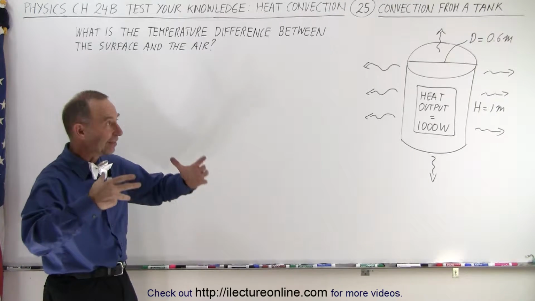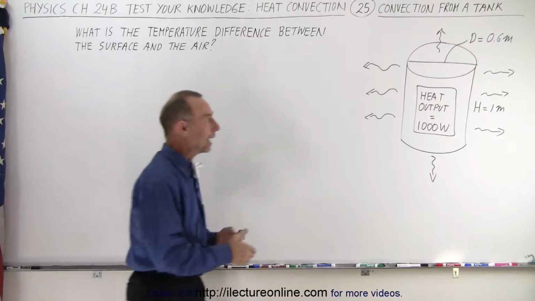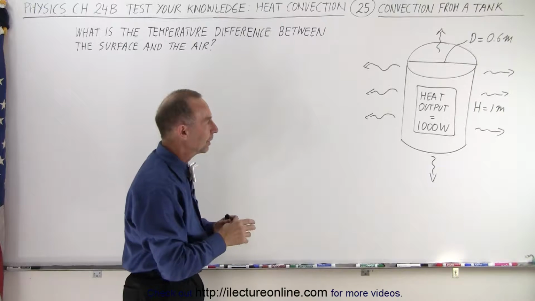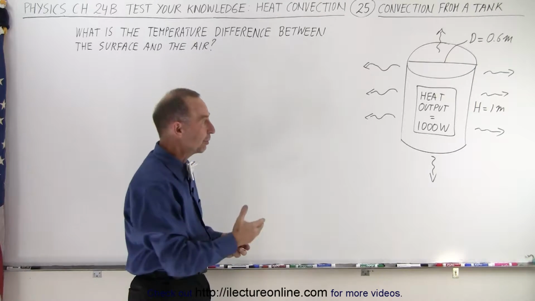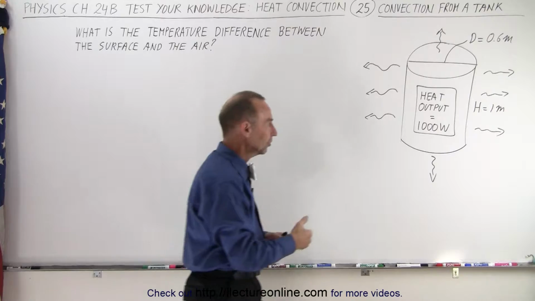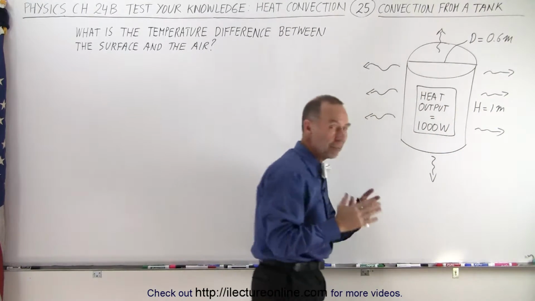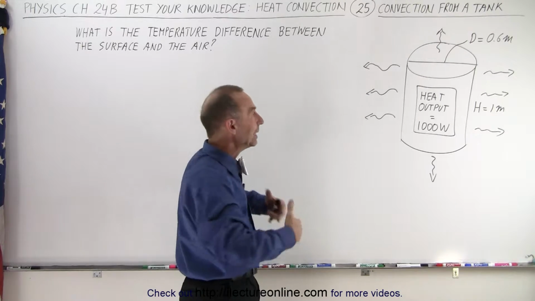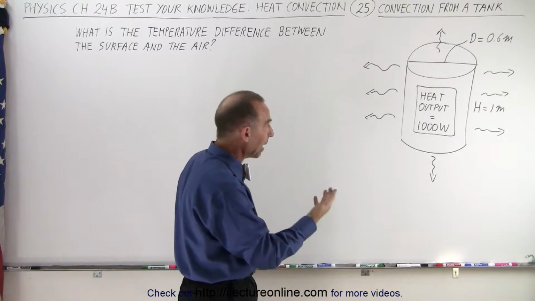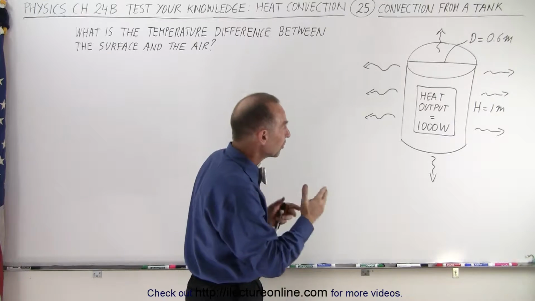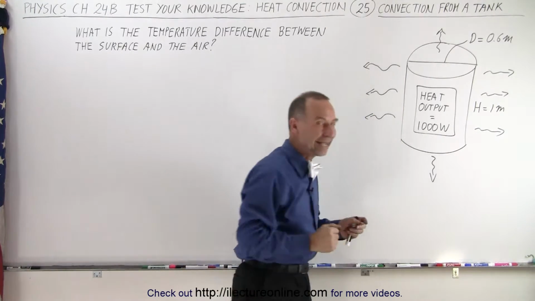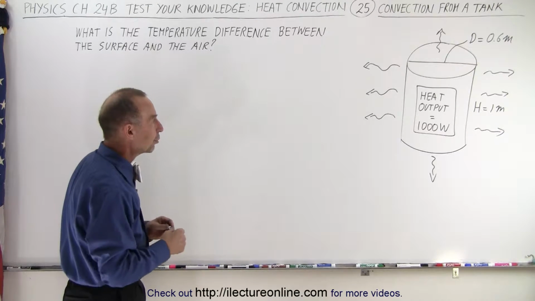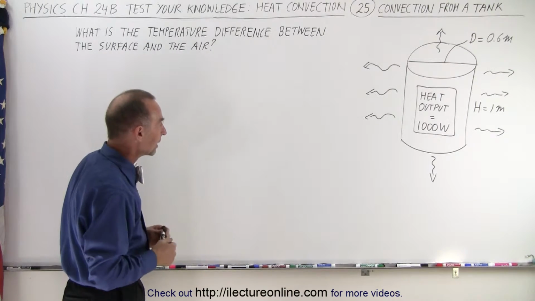Let's say we have a cylindrical container with a height of 1 meter and a diameter of 0.6 meters that contains a transformer. And let's say the heat output of the transformer is 1,000 watts. Now, since the container is presumably made out of metal, the heat will flow readily through the metal, but then needs to be dissipated in ambient air. Let's assume we're going to have ambient air. And so what will be the temperature difference between the surface of the container and the air around it, presuming we don't have any forced air across that cylinder, that tank?